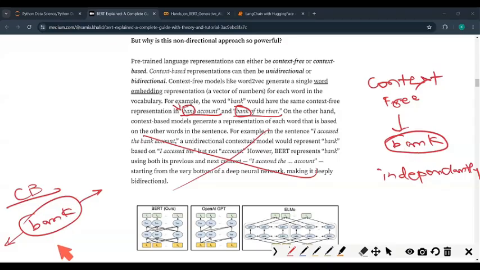But in this case, in the context based, I will look first at the left side words and the right side words. I will look at the surrounding words. Then only I will say whether it is that financial institution or is it talking about the river side. That is the main difference between context free and context based.